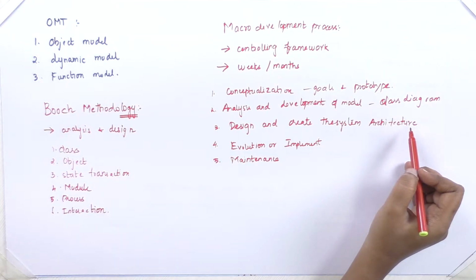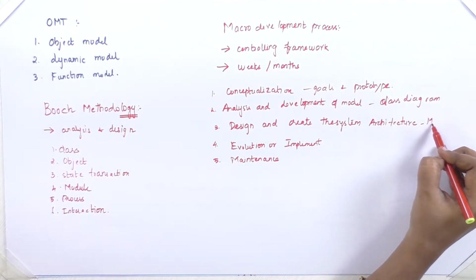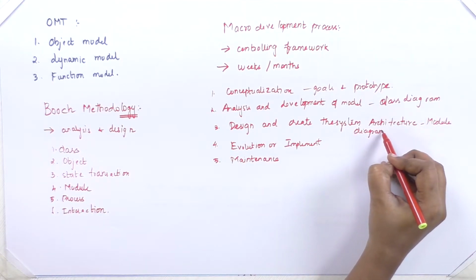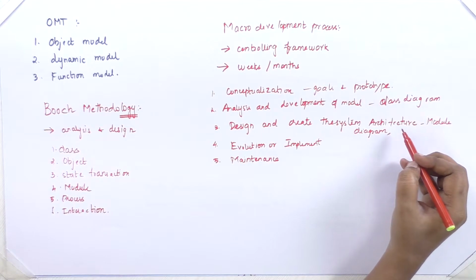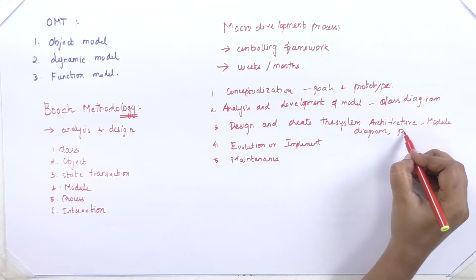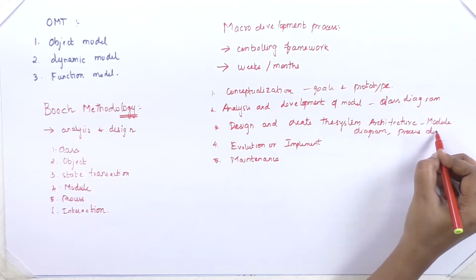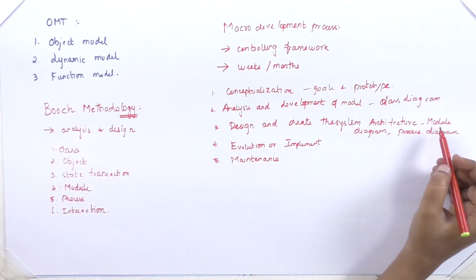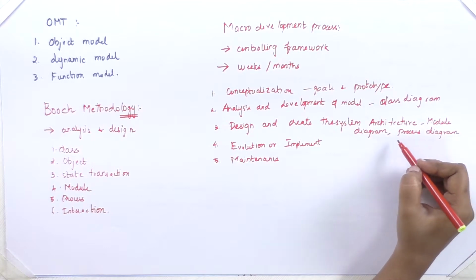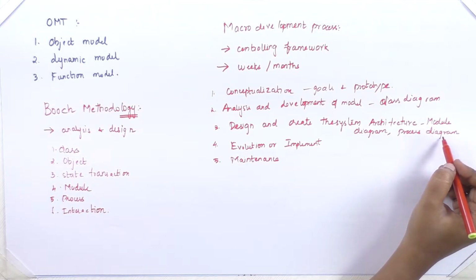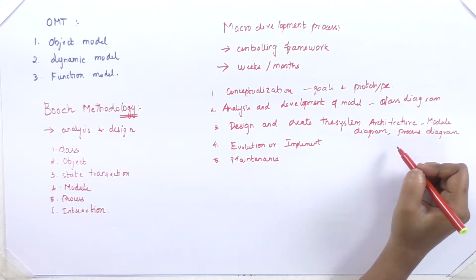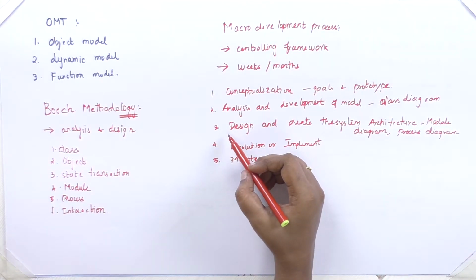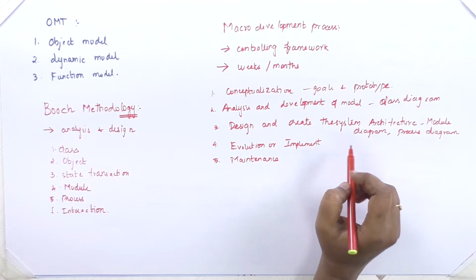In this phase you will use the module diagram. The module diagram describes the transaction between each module, and you will also use the process diagrams. In this phase you design the detailed architecture, like how one process is communicating with another process, and how the transaction between the modules takes place. All these things are dealt with in the design and create the system architecture phase.